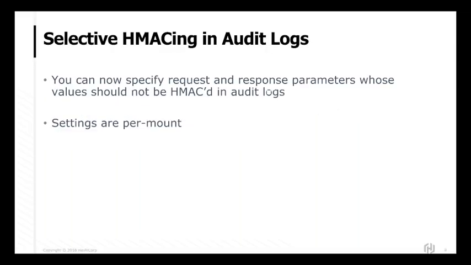Selective HMACing in audit logs. So on a per mount basis for a secret engine or an auth method, you're now able to say, when auditing, if this key appears in the data for either the request or response, don't actually HMAC it. We've seen this a lot when people have identifiers that are useful, that they want to be able to see, like, how does this audit log entry correlate to a particular user or particular identifier in some way. And so now you can say, hey, I want to keep this in plain text and track them more easily.